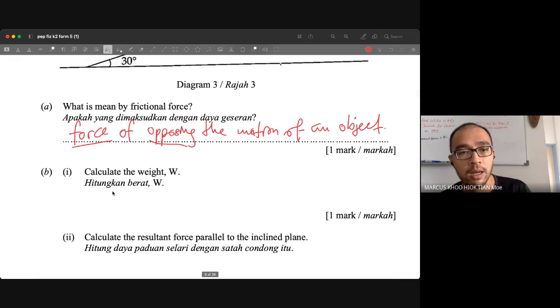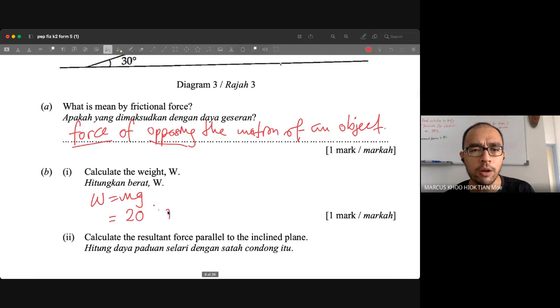Okay. Calculate the weight. Weight is equal to mg. m is 20 kilograms and g, we use g officially as 10, people. Quite a number of you gave me 9.8. I was like, wow, clever. But I give it correct. This is 1 mark.